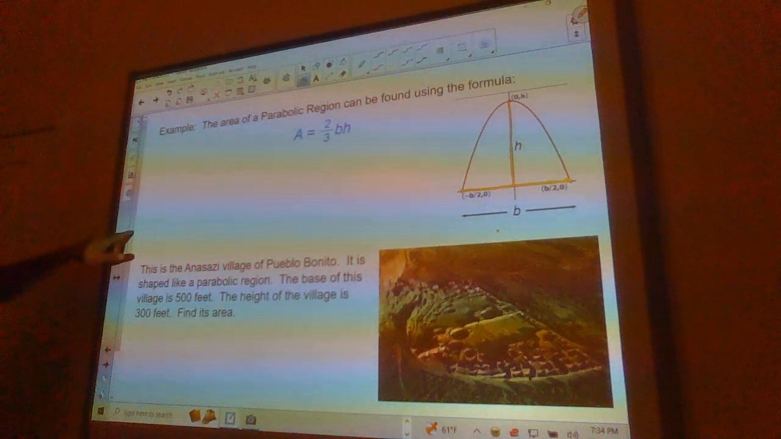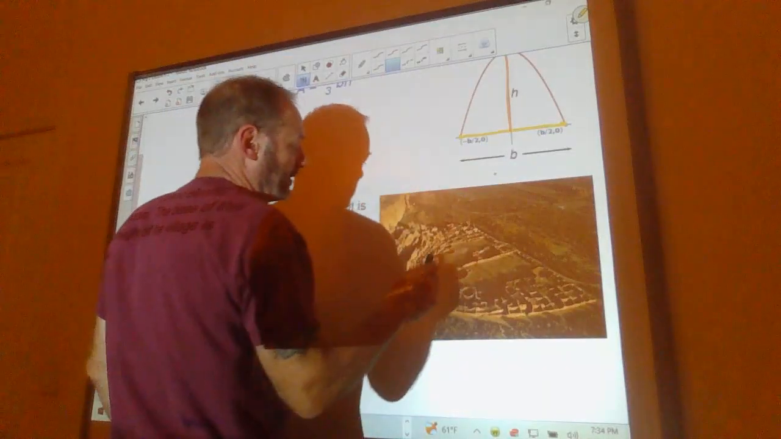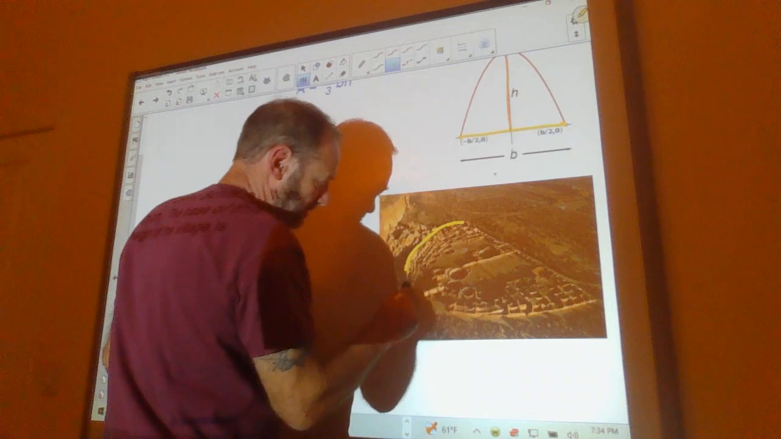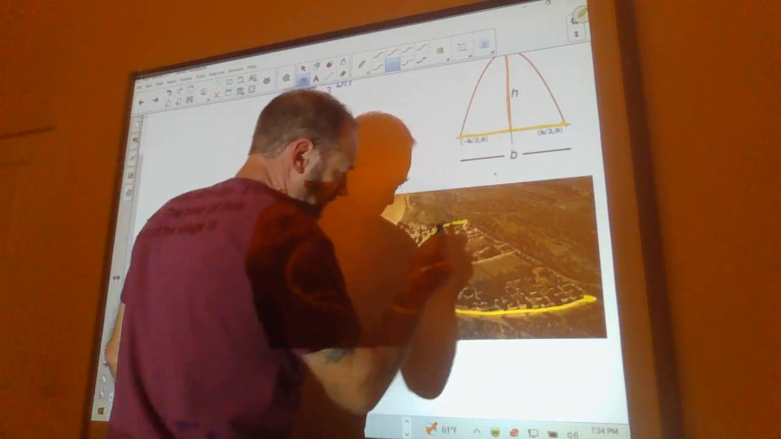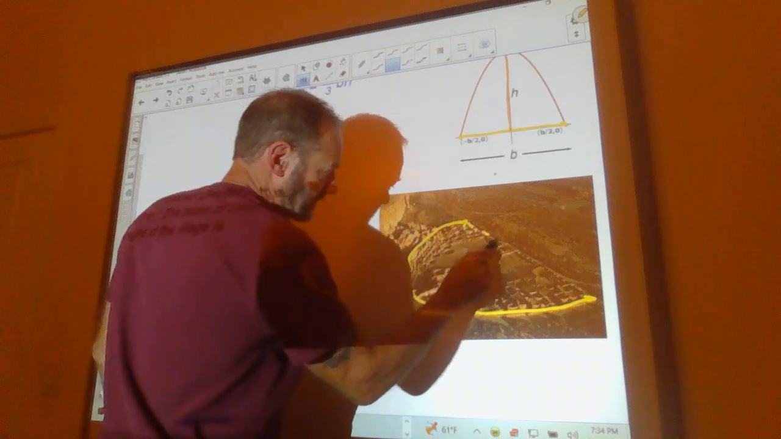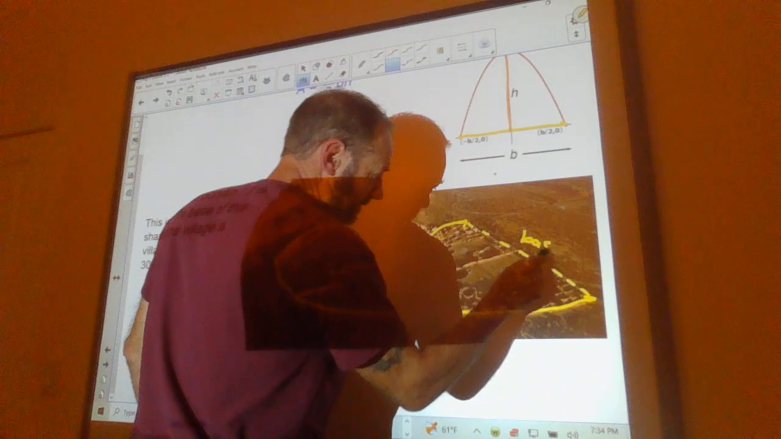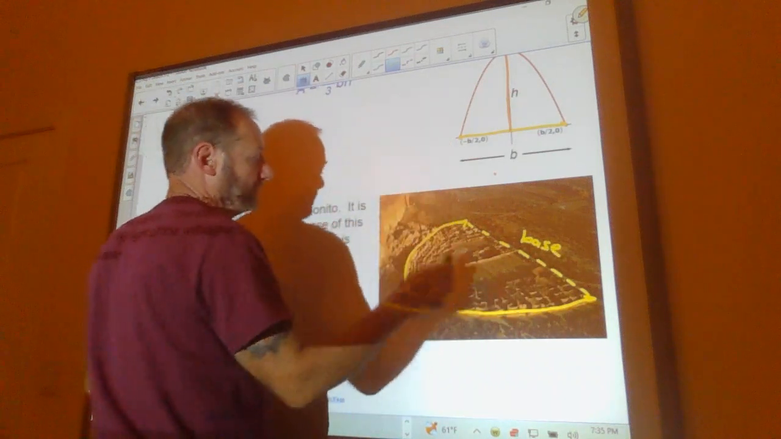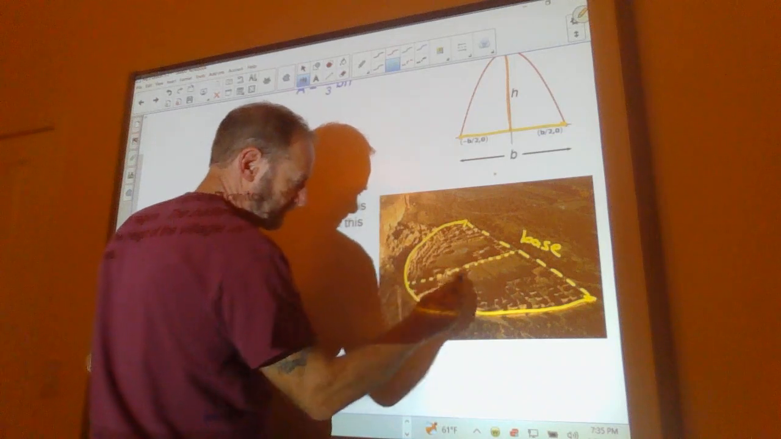So here we have the Anasazi village of Pueblo Bonito. It's shaped like a parabola. You can kind of see the parabola right here. Okay, here's the base that goes across here. The height would be like right there.